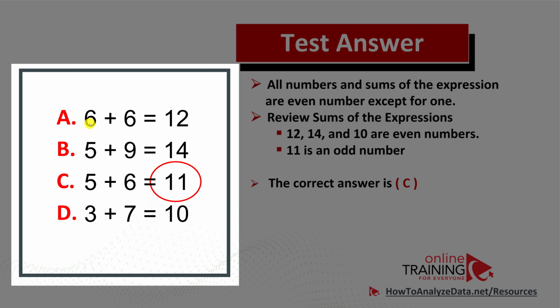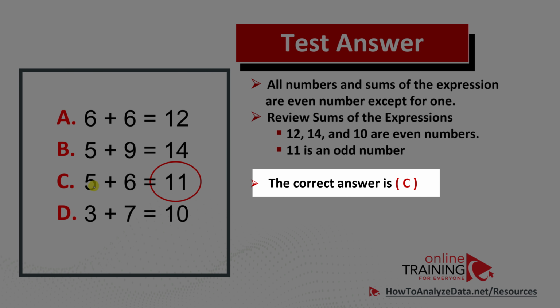If you look on the left side of the expression, you see that 6 plus 6 is the combination of even numbers, and you see that 5 plus 9 and 3 plus 7 is the combination of odd numbers. So expression C stands out because you have a combination of odd and even numbers in the choice C. So the correct answer, as you might have figured out, is choice C. And there are multiple ways how you can look for clues to solve these types of challenges.